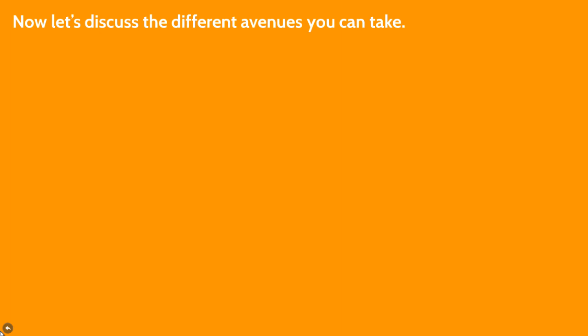Now let's discuss the different avenues that you can take. So these are different avenues. You can pick one, you can pick two. I recommend that you just pick one for now and then implement the other one at a later date if you want to do that. But avenue number one is coupon discounts for your customers.